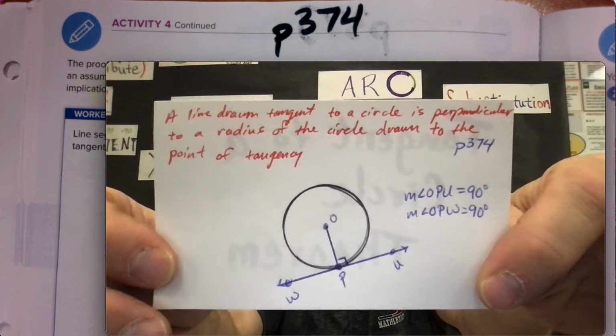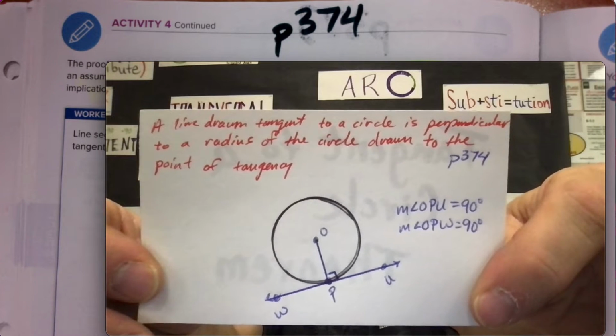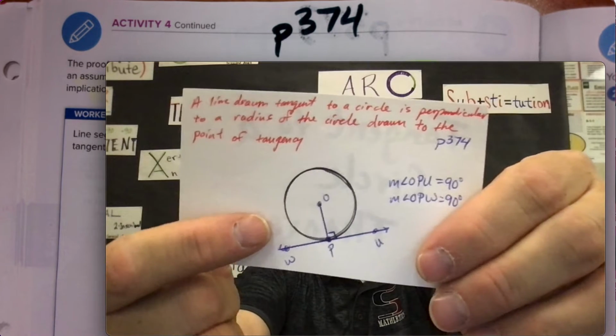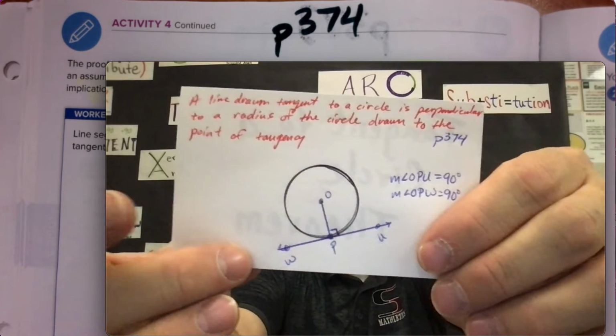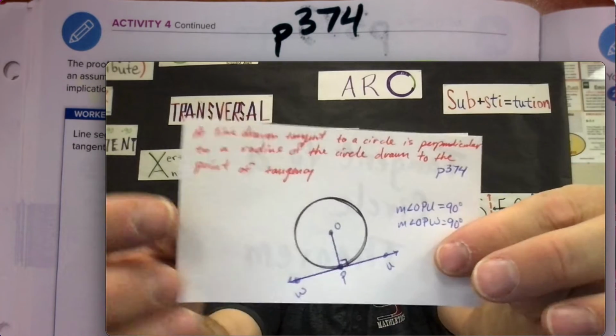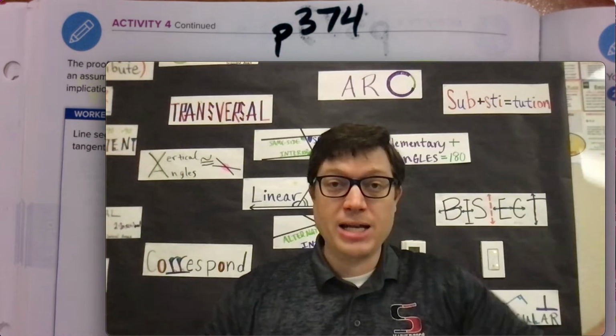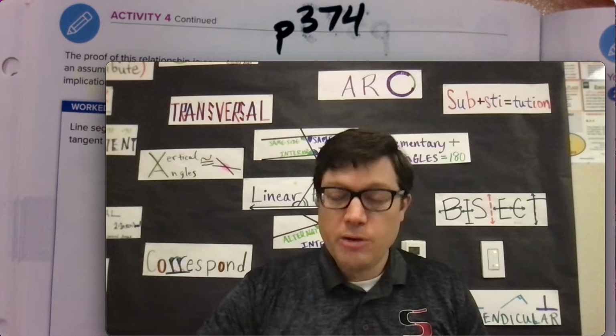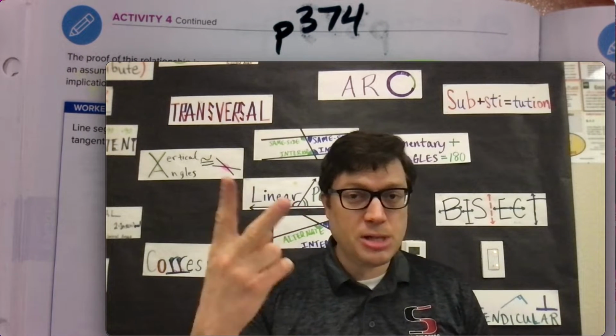A line drawn tangent to a circle is perpendicular to the radius of the circle drawn to the point of tangency. Essentially, as you look at my tangent line right here and the radius OP, the angle that's created is 90 degrees. And that is what we're going to be proving, or looking at a form of proof for, today. Highlighters, something to write with?